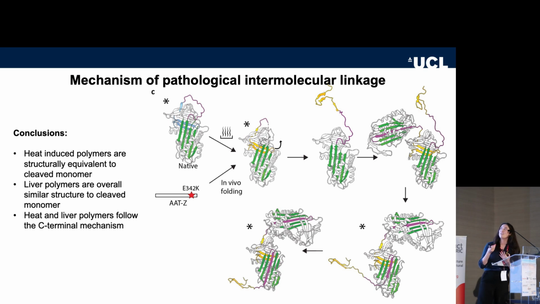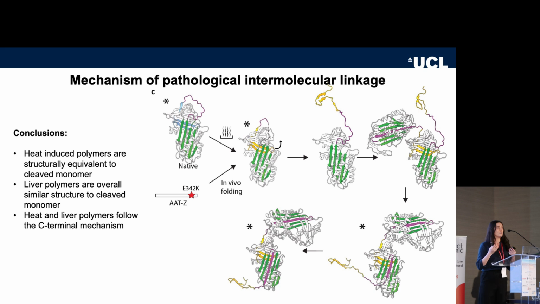So I hope I've been able to show you that our heat-induced polymers and our liver polymers are structurally very similar to our cleaved samples, our cleaved monomer, and due to that fact, both are very likely to be undergoing that C-terminal mechanism of polymerization.